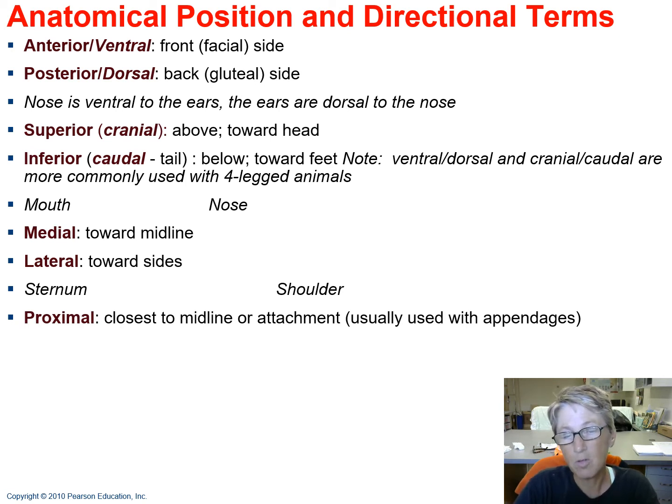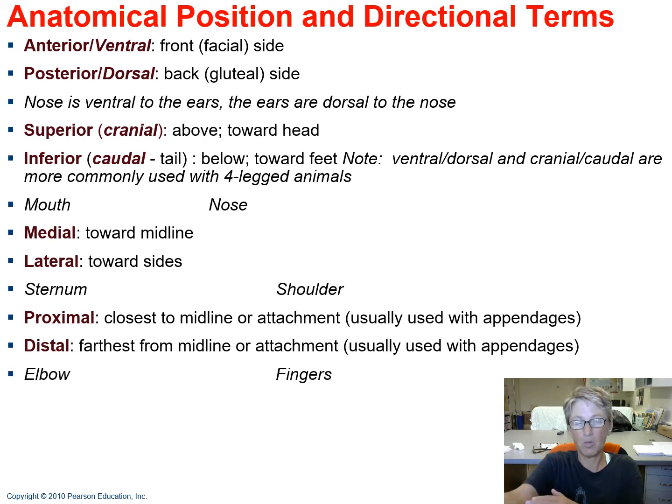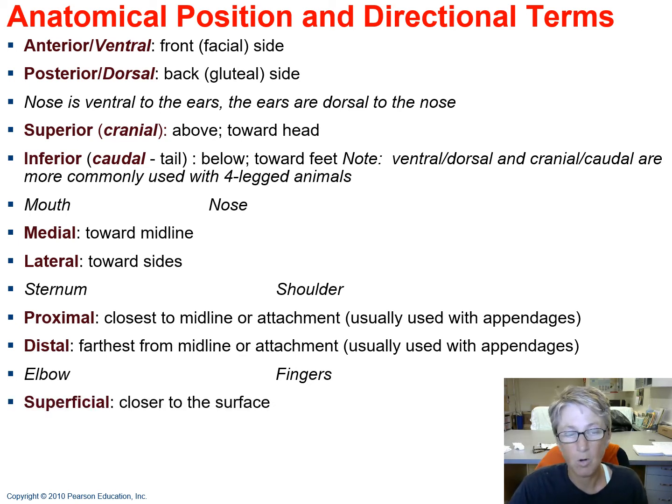Proximal is closest to the midline or attachment. You usually use the term proximal and the corresponding term distal with your appendages, so your arms and your legs. And then distal is farthest from the midline or attachment, so where your arm attaches to your trunk. So if you're in an anatomical position, your elbow is closest to the midline of your body, so your elbow is proximal to your fingers, and then your fingers would be distal to your elbow.